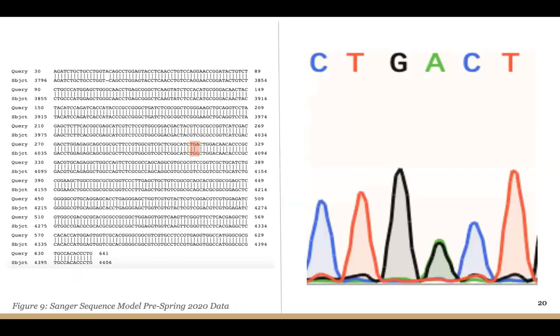Figure 9 shows the Sanger sequence and sequence alignment of the pre-spring 2020 data. The highlighted region in the sequence shows the mismatched TGA and TGG codons. This is indicative of a true mutant and is supported by the sequence alignment to the right that shows a double peak at the mutation location.